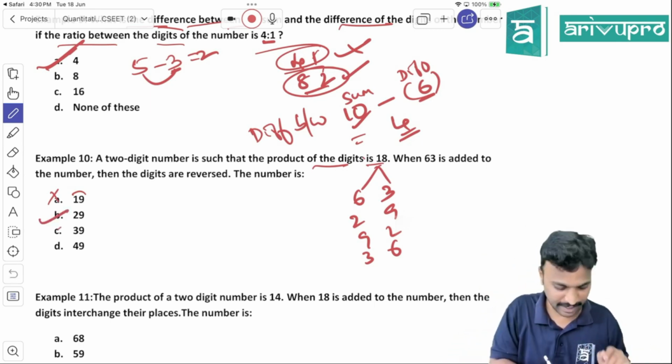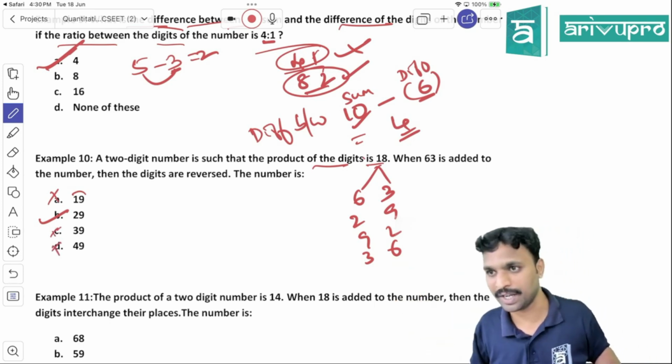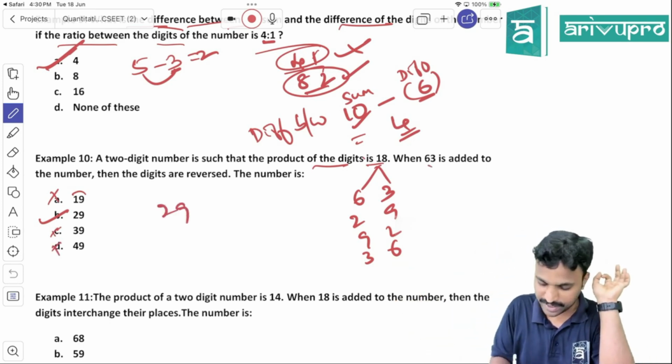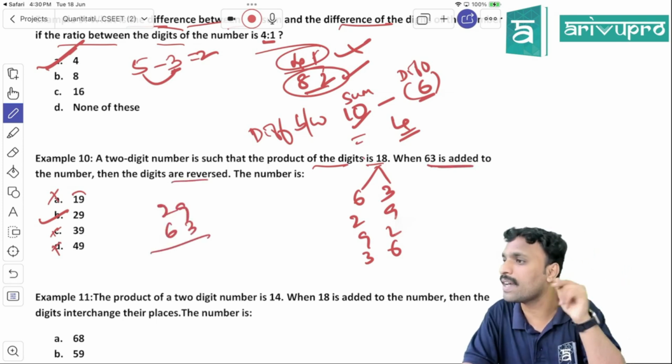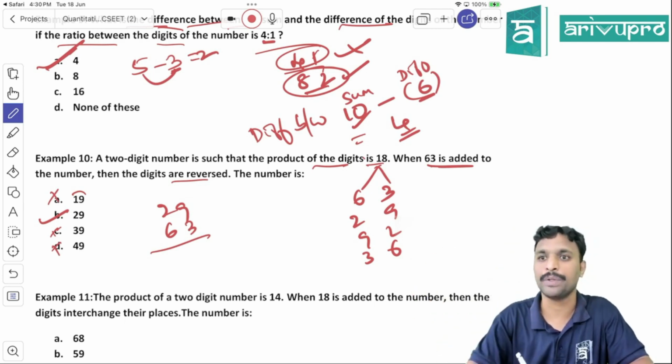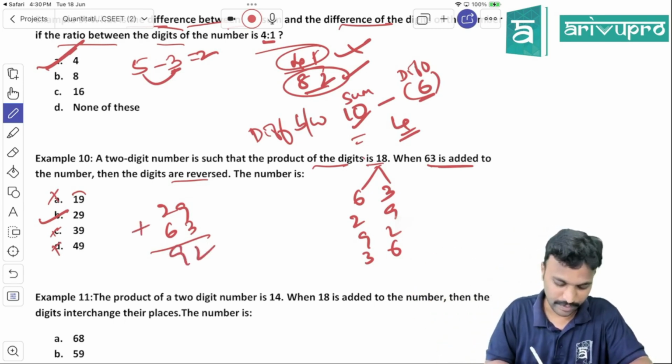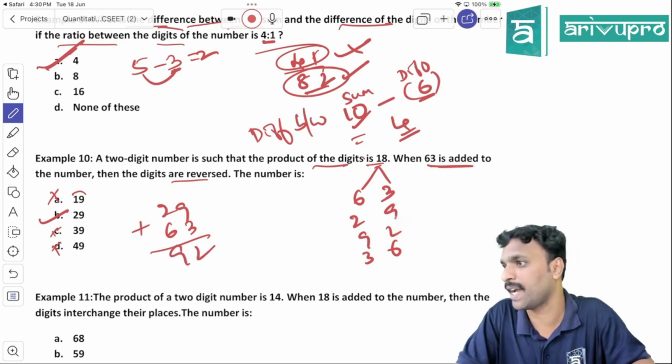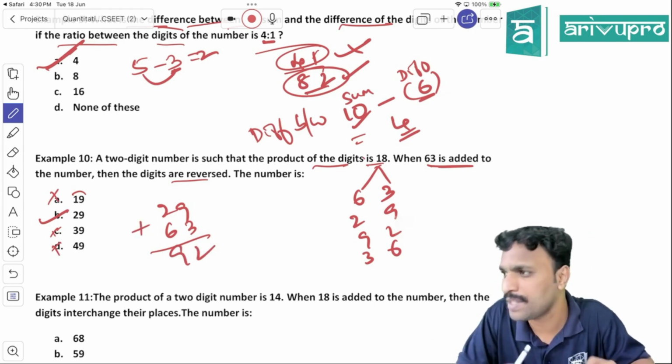But we'll check the second condition given. To 29, what is added? 63 is added. The resultant will be what? Digits are reversed. 29 should become what? 92. Is it becoming 92? If 63 is added to 29, the digits get reversed. 29 becomes 92. Condition satisfied?